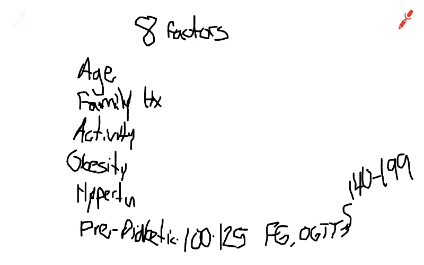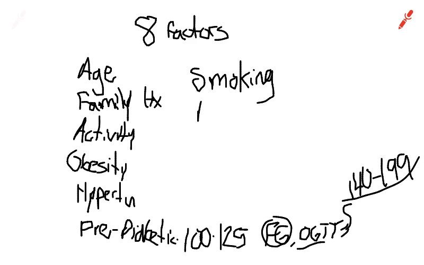This one isn't really used a lot. It's mostly fasting glucose, because this one's kind of uncomfortable. They give you a very sugary drink. 1, 2, 3, 4, 5, 6. That's 6. What's another one? Oh yeah, another big one, smoking. And then dyslipidemia.